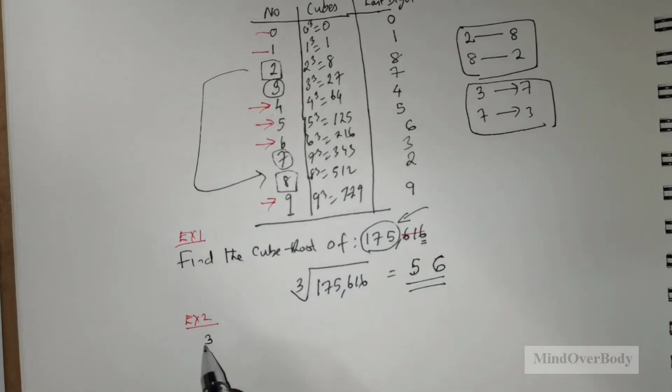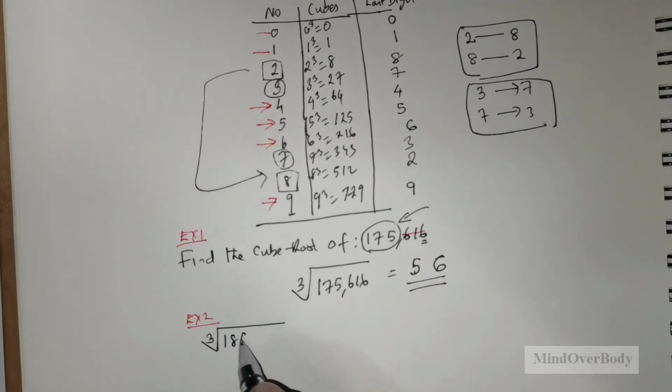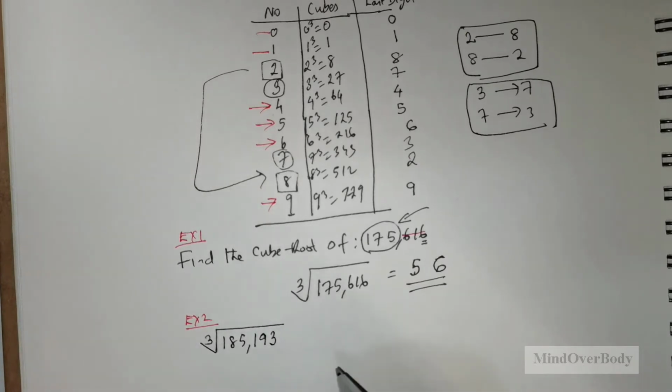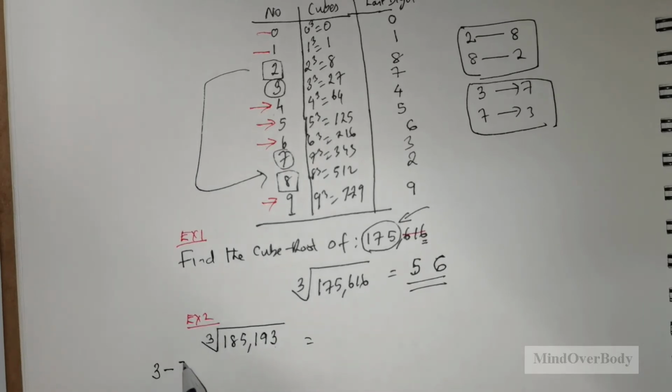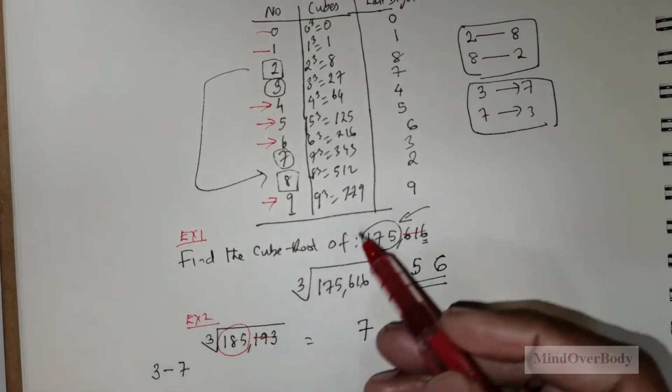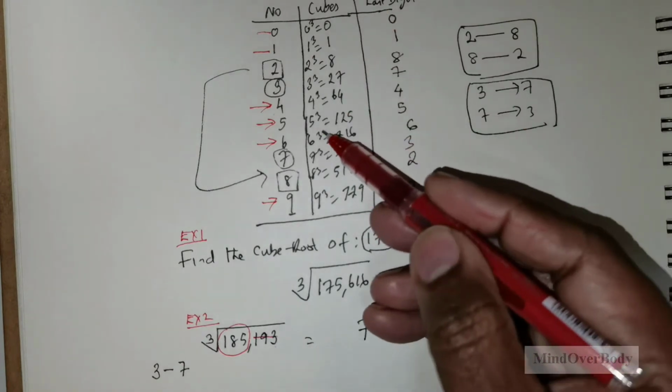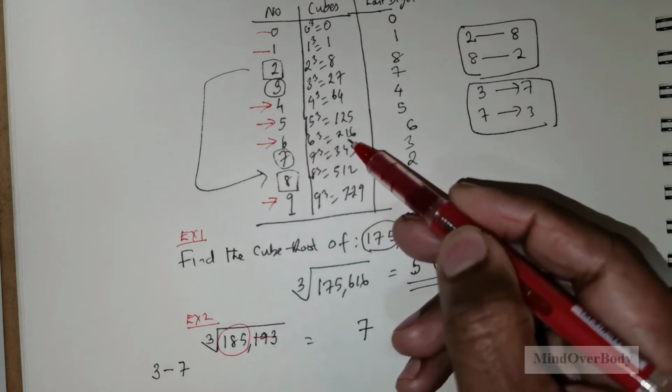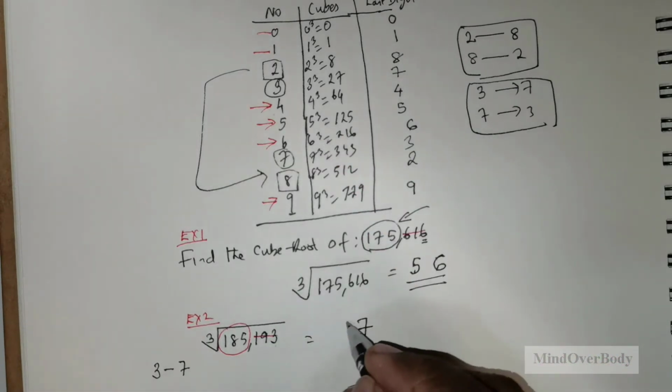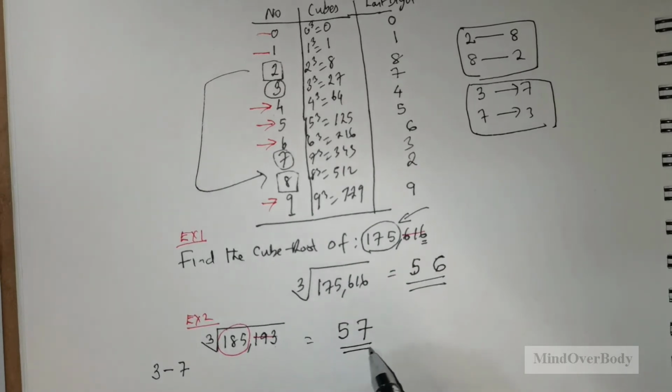Now example 2. We are asked to find the cube root of 185,193. As I mentioned to you, you can see the number 3 there, and there is a pattern that connects 3 with 7. If I take 7 cubed, the last digit would be 3. So place the number 7 there and strike out the next 3 digits starting from your rightmost extreme. Now you've got 185. You have to look for the number whose cube is 185 or less. In the table, 5 cubed gives me 125 but 6 cubed gives me 216. So definitely the number should be 57, and this is the answer.